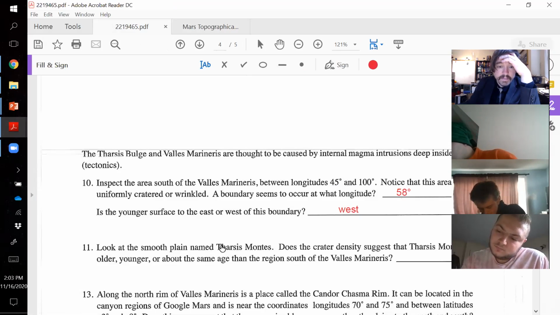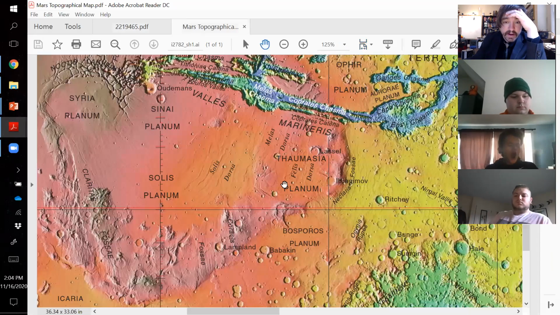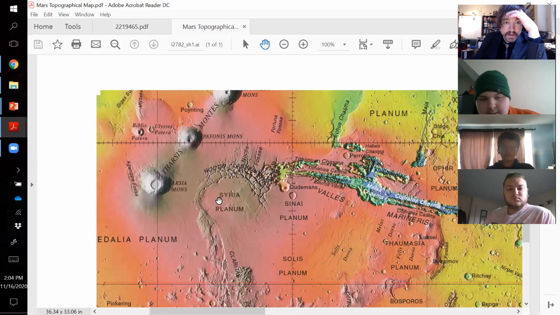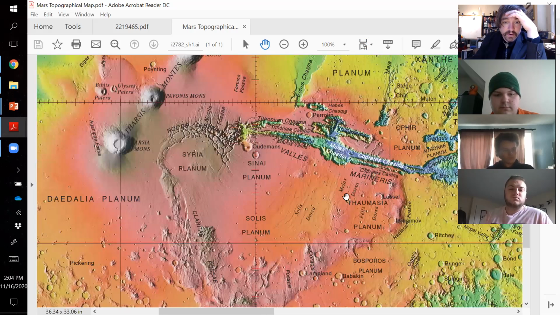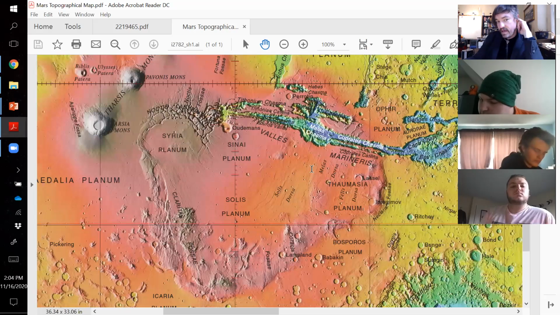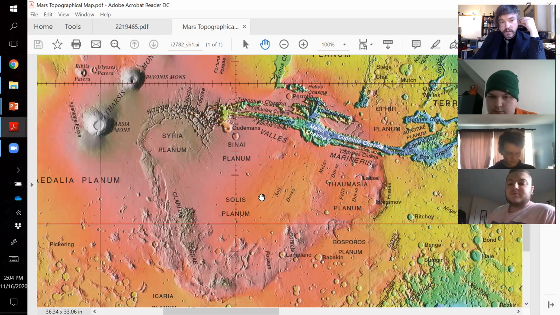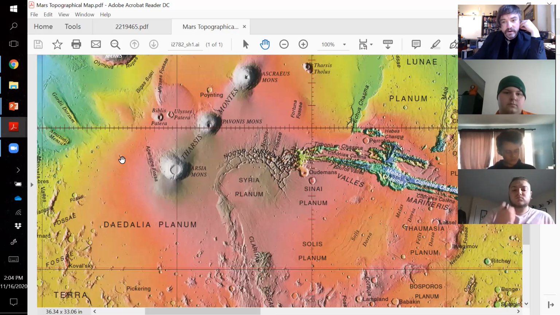Look at the smooth plain named Tharsis Montes. Does the crater density suggest that Tharsis Montes is older, younger, or the same age as the region south of Valles Marineris? Now they want us to compare this zone south of the canyon to this area up here near the volcanoes. It looks slightly younger. There's a few more craters in this red area than in this red area over here, right?